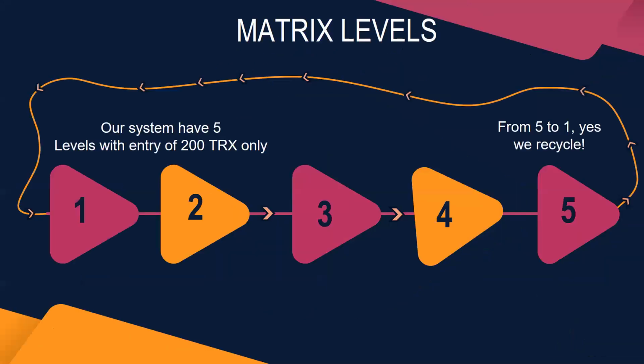All right, so the matrix on infinity has 5 levels: 1 to 2, 2 to 3, 3 to 4, 4 to 5, and 5 back to 1, because we're going to recycle. Recycling will not cost you a penny. It will be done automatically through the blockchain. You will not even see it. Okay, so you will just have the system cycling by itself. You will not be paying anything. Okay, so 5 cycles, everybody will recycle and everything is fine, right?